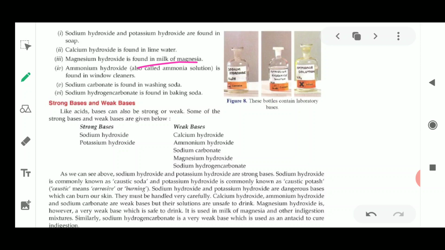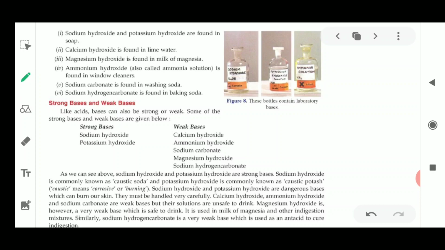Now next, ammonium hydroxide, that is ammonium solution, is found in window cleaners. Sodium carbonate is found in washing soda, and it is found in washing powder also. Sodium hydrogen carbonate is used to make baking soda. So these are useful bases which are used as various ingredients in various types of chemicals used in our homes.